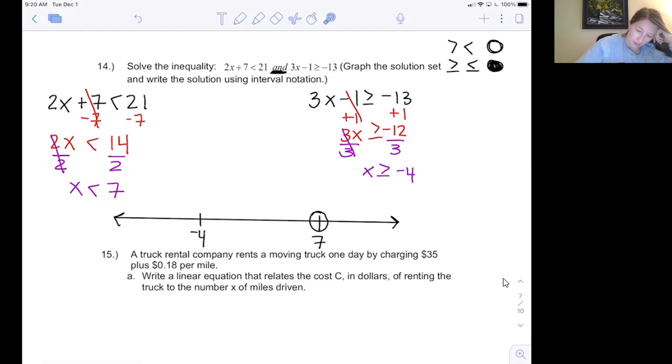And then if I have my x on the left-hand side, I just go whatever way my arrow is pointing. So for 7, it's pointing this way. Okay. For my negative 4, it's a closed circle, and my arrow is pointing this way.